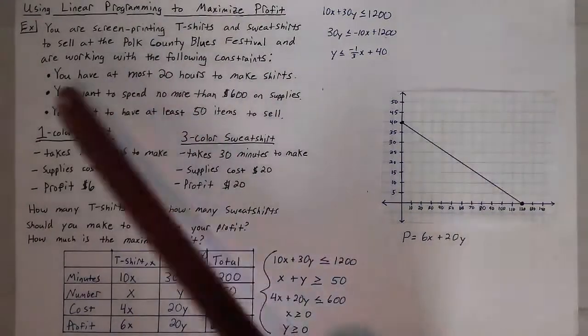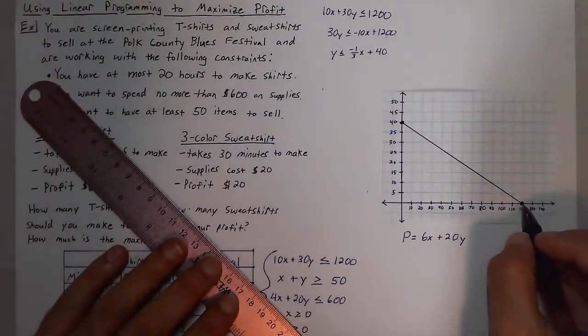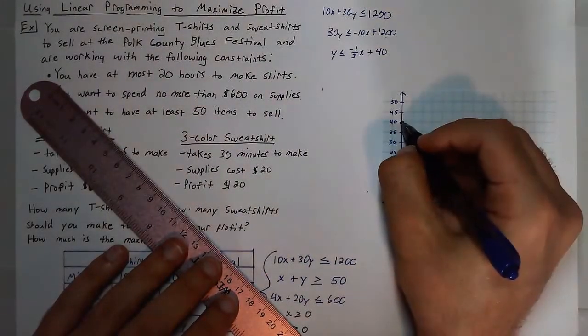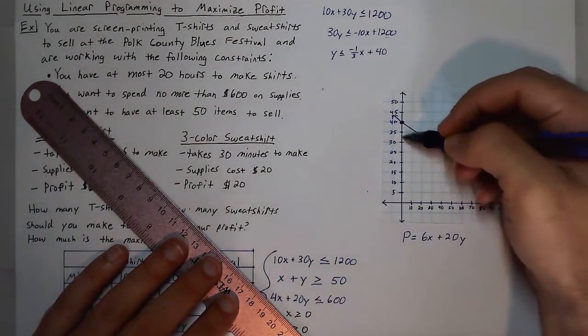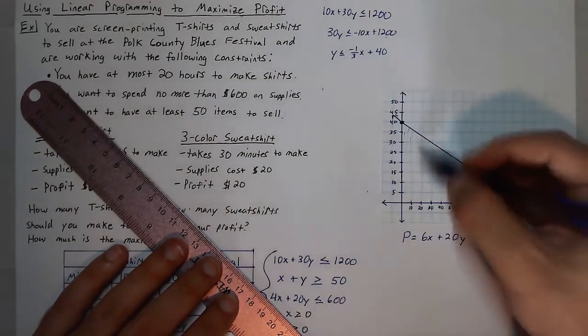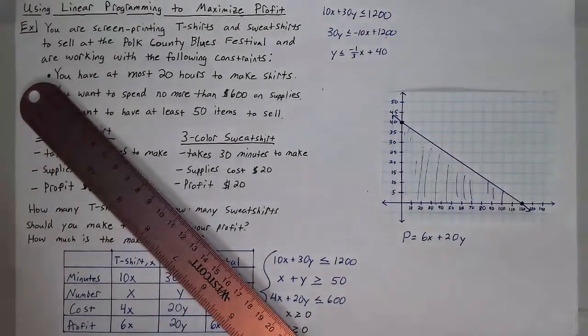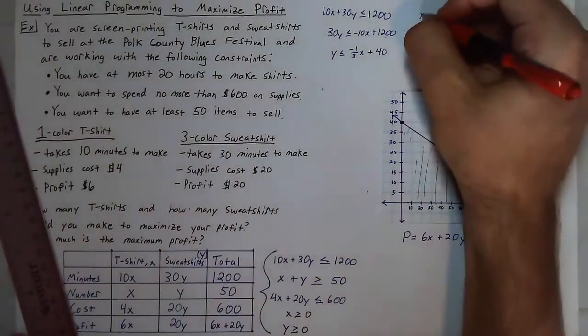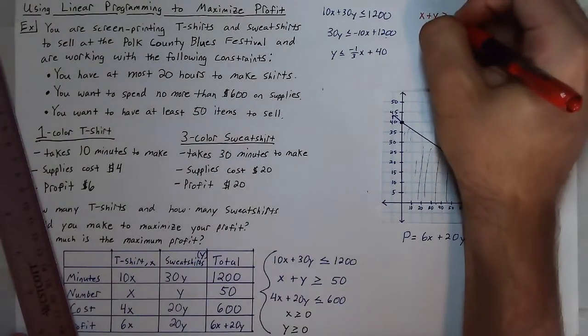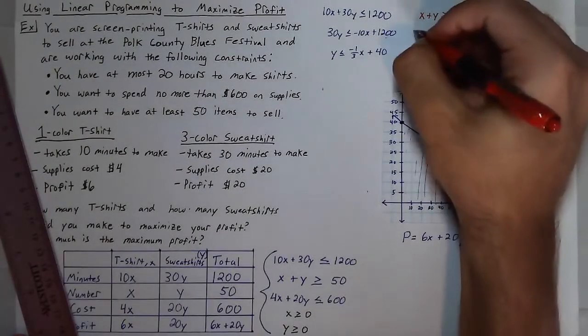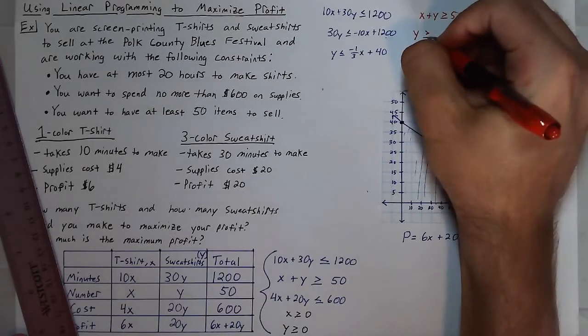Now, this does keep going, but I'm only concerned with what's going on in this first quadrant. So I'm going to shade below the line since it's less than or equal to, and I'm in this quadrant. Now next I'm going to graph x plus y is greater than or equal to 50, which is a pretty quick one because we just subtract x and we're done.